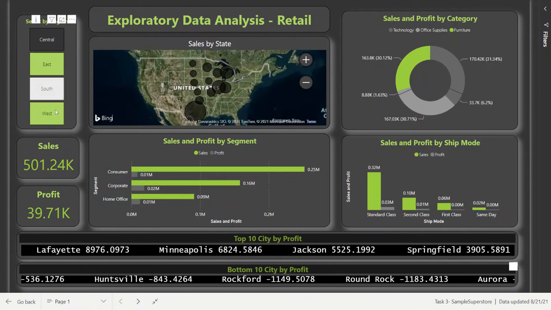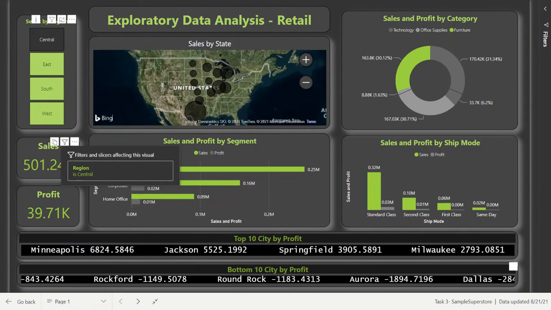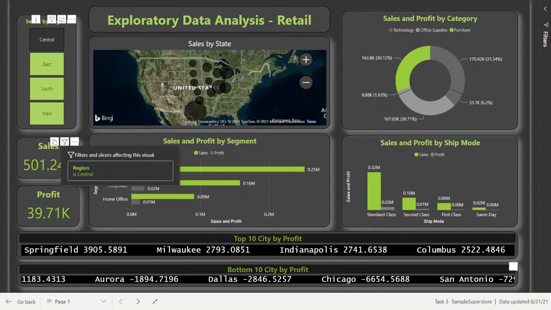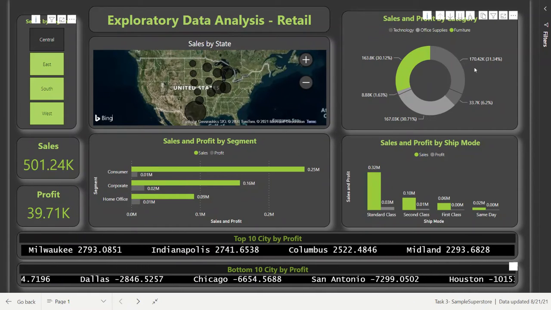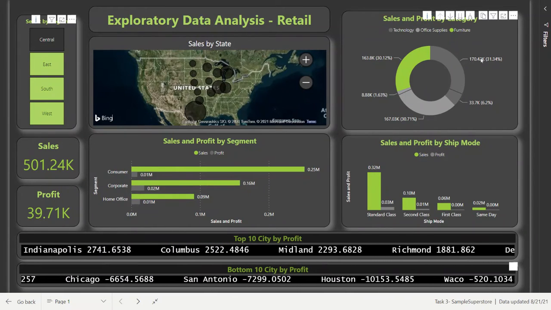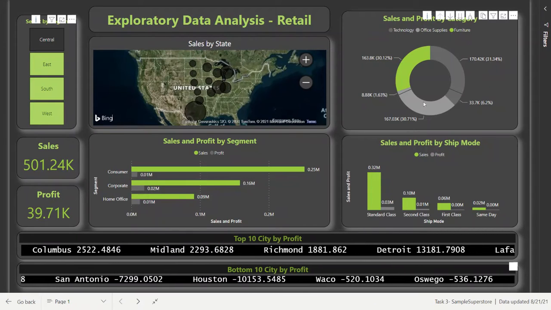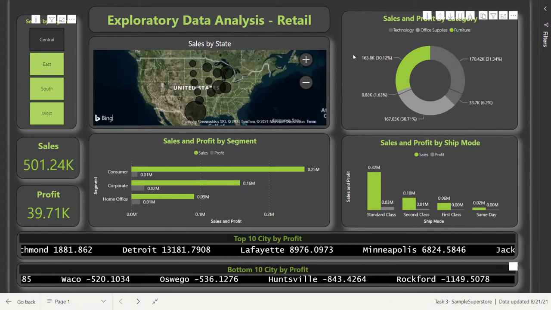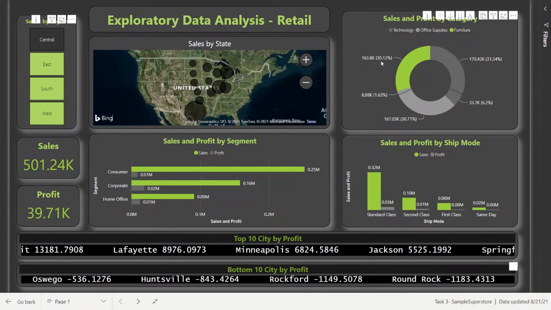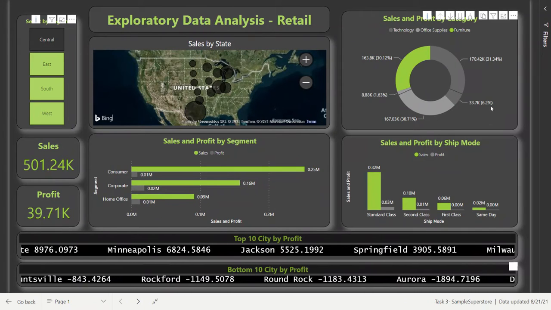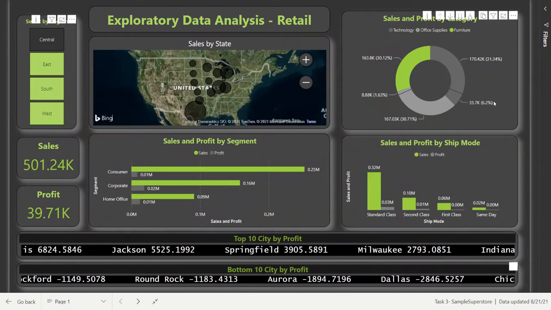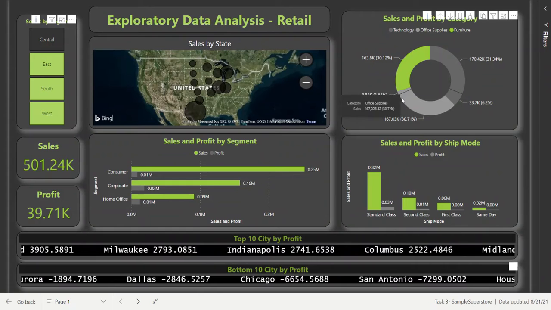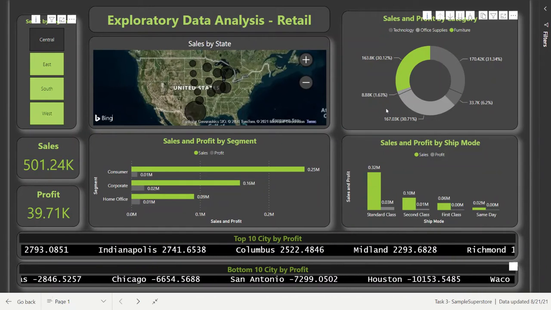In the central region, we have total sales of $501.24k and profit of $39.71k. Out of this, we have $170.42k of sales in technology, $167.03k of sales in office supplies, and $163.8k of sales in furniture, out of which 6.2% is profit in technology and 1.63% is profit in office supplies, and the remaining is in furniture.